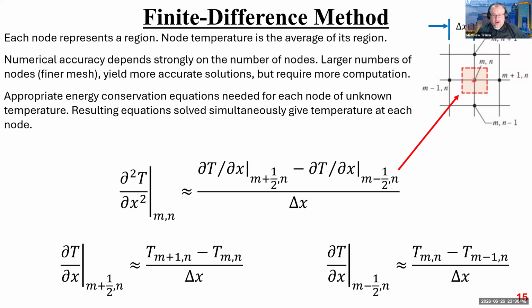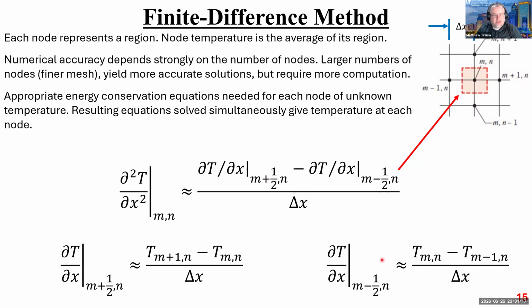So I'm taking the temperature here, I'm subtracting out the temperature here, m minus 1 comma n, the temperature there, and I'm dividing by delta x, and that's representative of my derivative from this spot to that spot. Not exact, but a linear kind of approximation to those exact derivatives. So I've now got this expression, which is a difference of derivatives divided by delta x, and then I've got the expression for the approximation to the derivatives themselves.